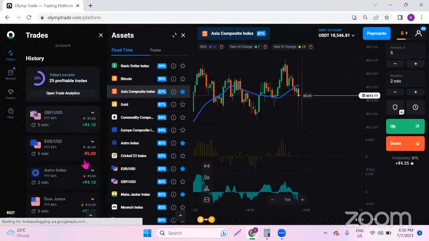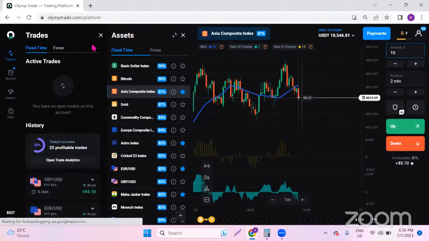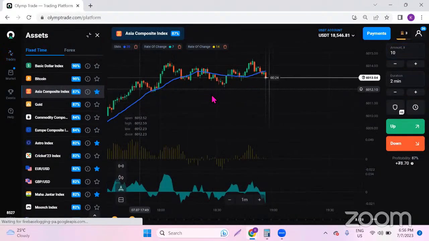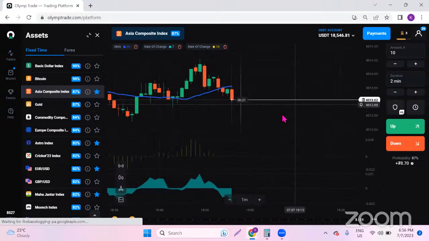We won the GBP USD trade. We lost the $5 Euro USD. So we have to recover these $5. At the moment, we are missing this $5. So let's just double up the amount and then we'll get back. If we win that trade, we'll get back to a base amount.